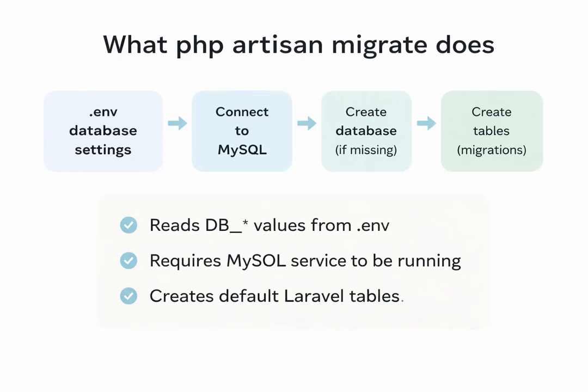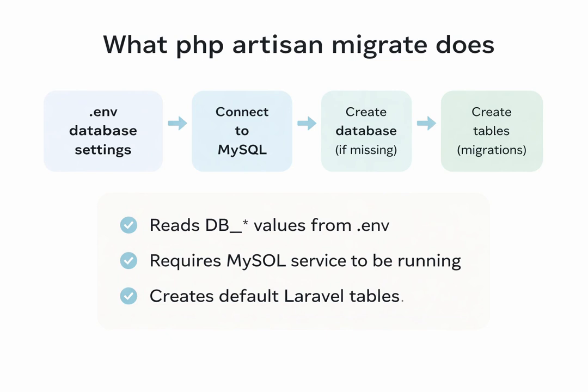The command php artisan migrate is a key step. It reads the database configuration from .env, tries to connect to the database server, and then runs migrations to create the tables Laravel needs. If MySQL is not running, the command will fail, so the database service must be started first.